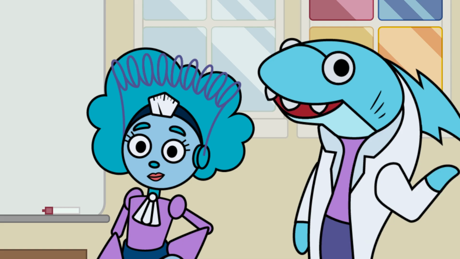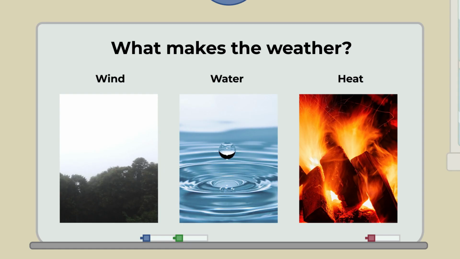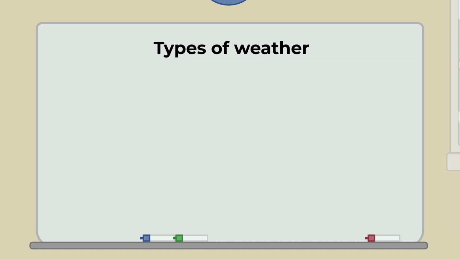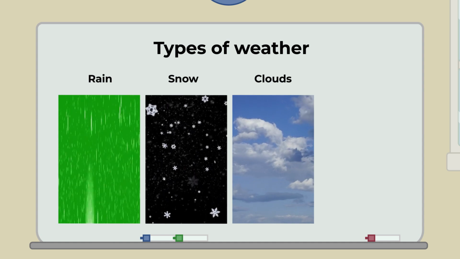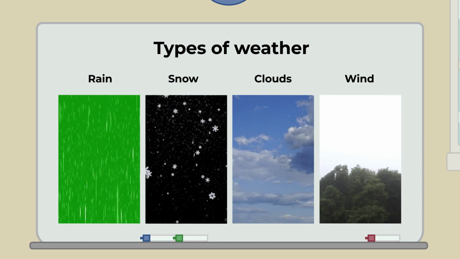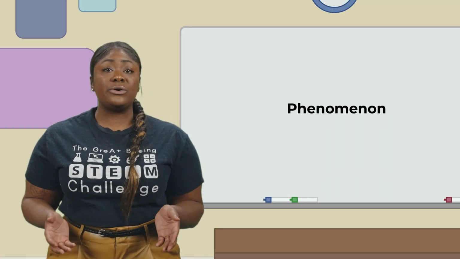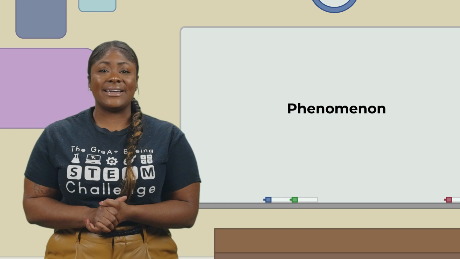So, Miss Wilson, if the ingredients for weather are wind, water, and heat, how do we experience different types of weather at different times? Different combinations of wind, water, and heat make different types of weather. Types of weather like rain, snow, clouds, and wind. Rain, snow, clouds, and wind are known as phenomena. A phenomenon is the observable events that can be explained with science.